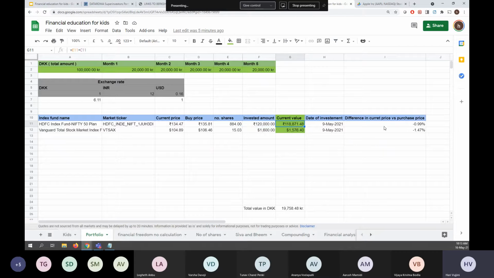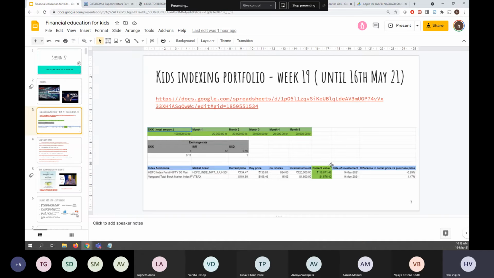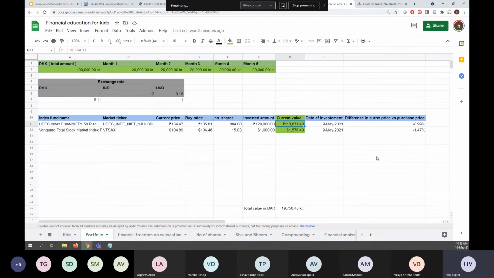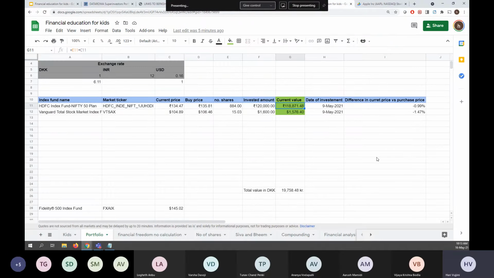So basically, this is week 19, and that's what I would also present in the slide every week. During this week, the market went down, so our index fund also went down. That's how our investments are doing for this week.